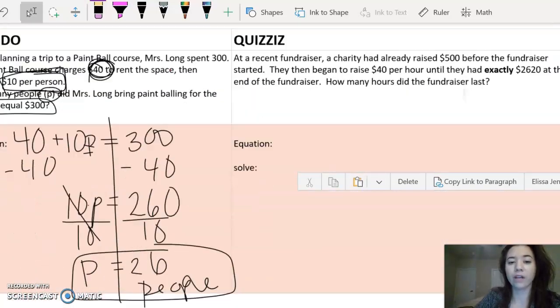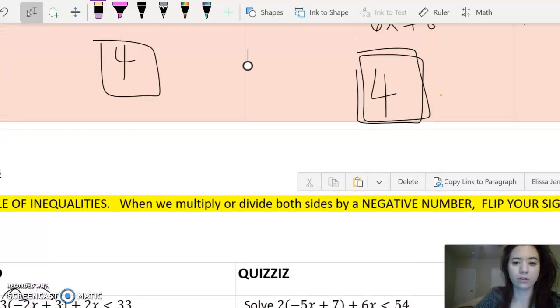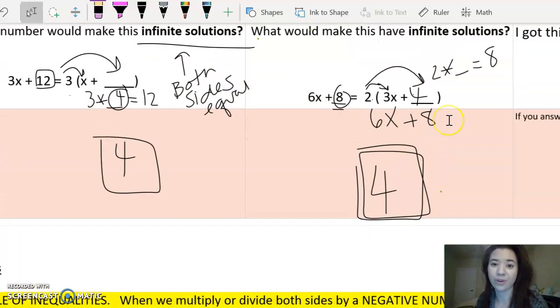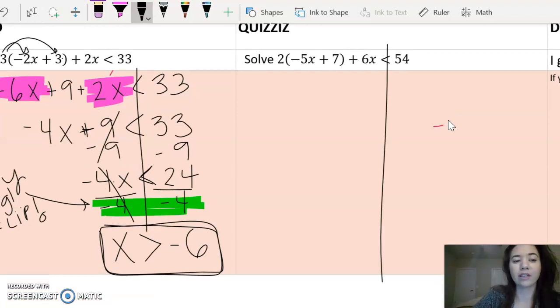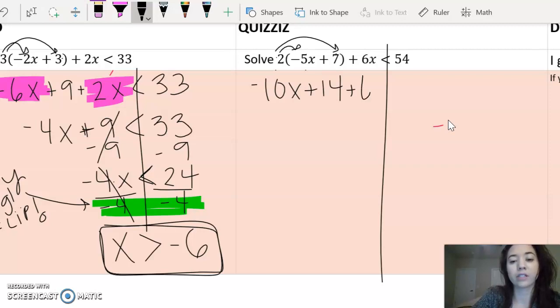I think we got the inequality and then the word problem. Cool. We'll have plenty of time for the one on the very bottom of this page. For the inequality, just like the first one, we're going to start with distributing. 2 times negative 5x is negative 10x. 2 times 7 is 14, plus 6x is less than 54.